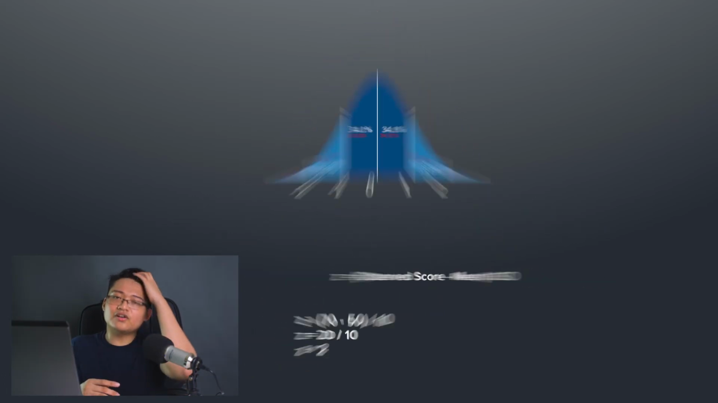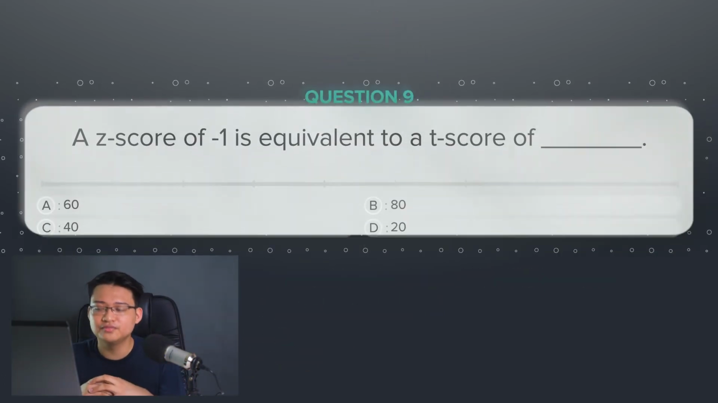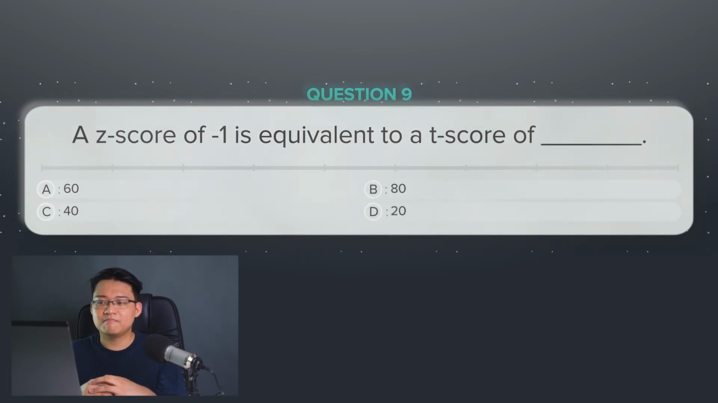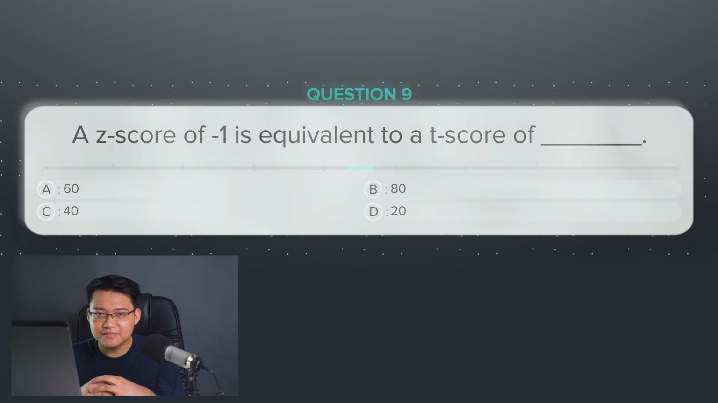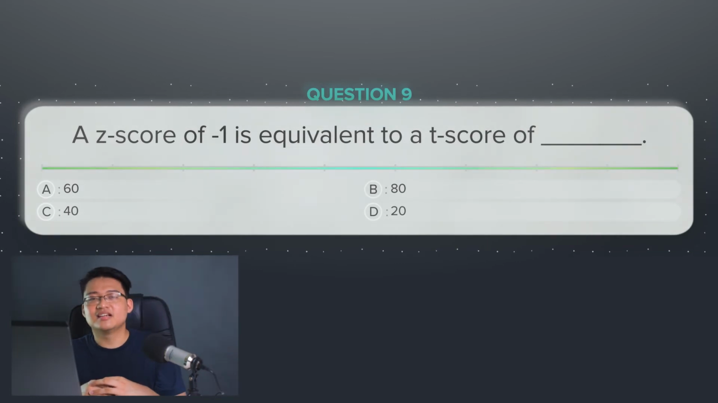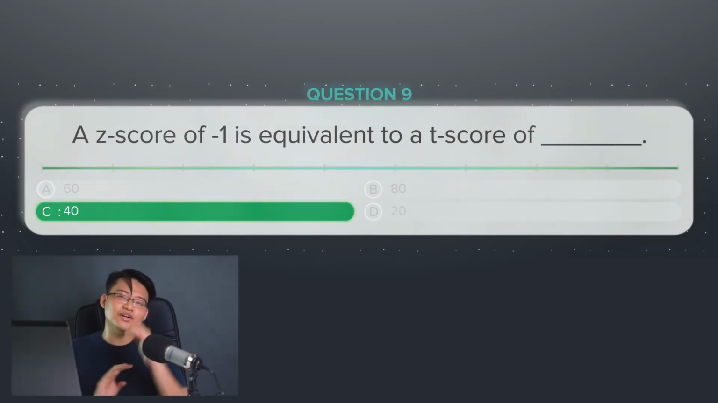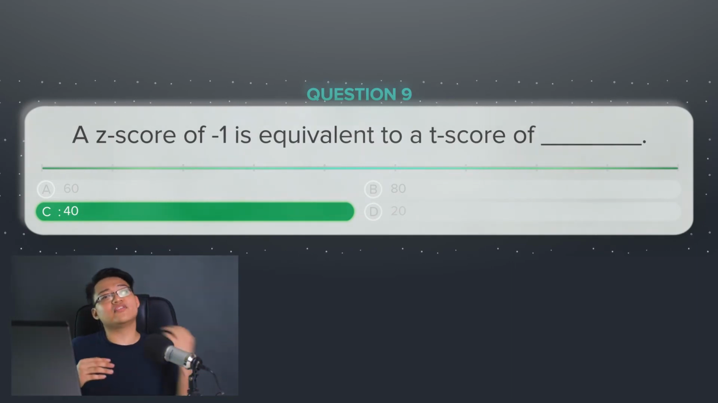A Z-score of negative 1 is equivalent to a T-score of A. 60, B. 80, C. 40, or D. 20. The correct answer is letter C, 40. So, dito naman sa item na to, we are just doing the reverse.